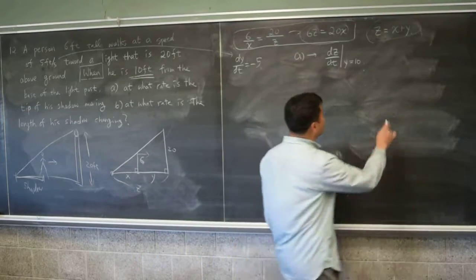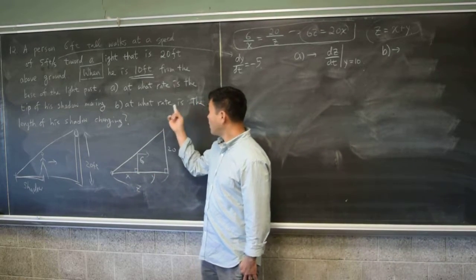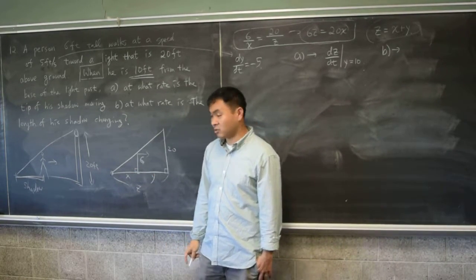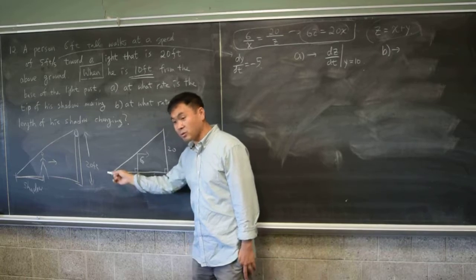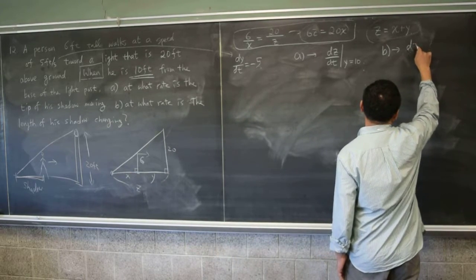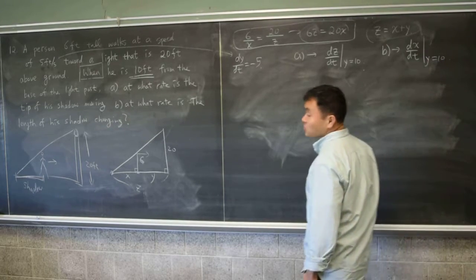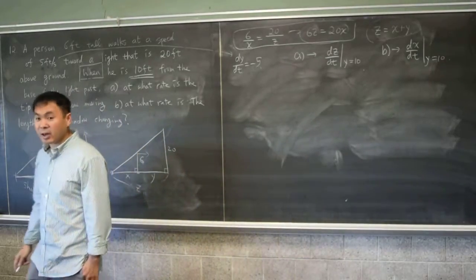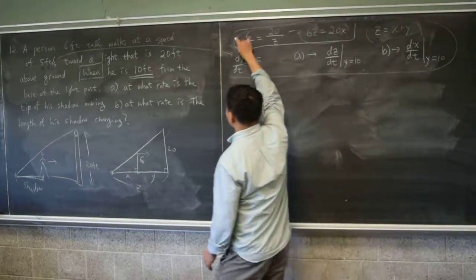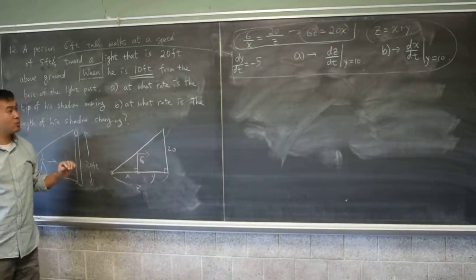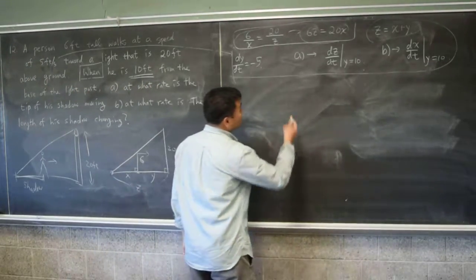Now question B, how do you write question B? At what rate is the length of his shadow changing? dx dt. This is the shadow length, right? So the question is dx dt when y is 10. So these are the questions that are being asked. In fact, this much here captures everything that we wrote here. So now we don't have to worry about this at all. We can now just solve this question.